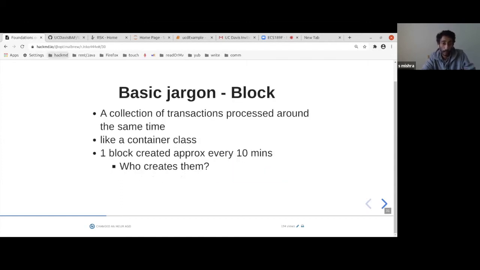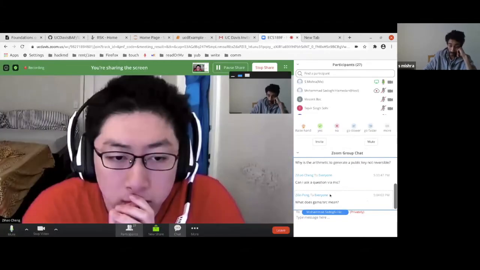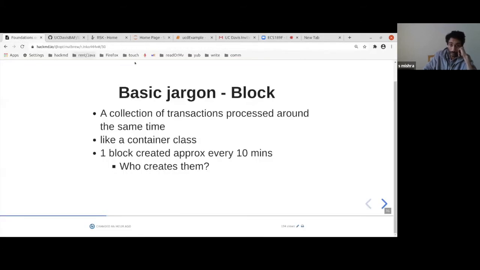Some more jargon, a block. A block is just a container of transactions. The transactions can come from anywhere in the network, and they are constantly transmitted, but blocks are produced about once every 10 minutes. And so blocks are just containers for a batch of transactions. Who creates the blocks? As you may be aware, people called miners create blocks.